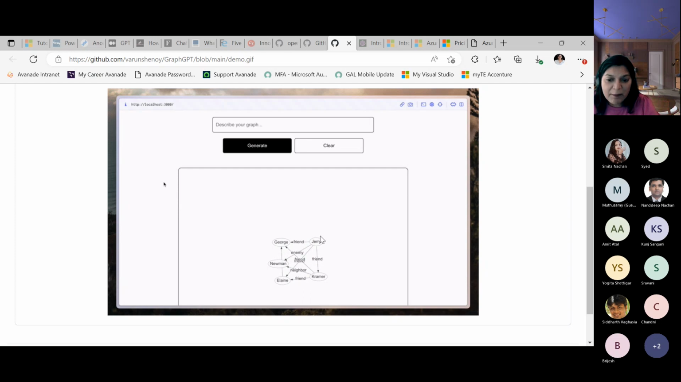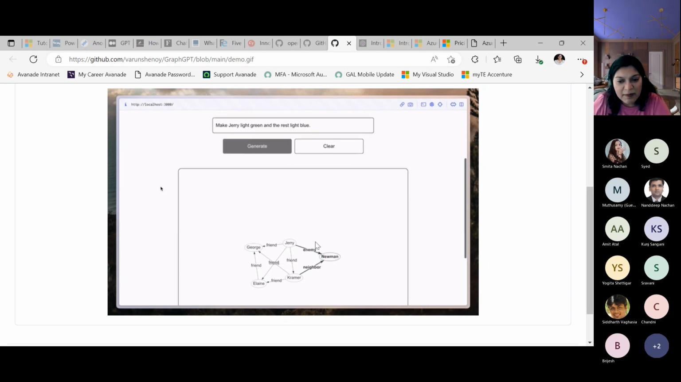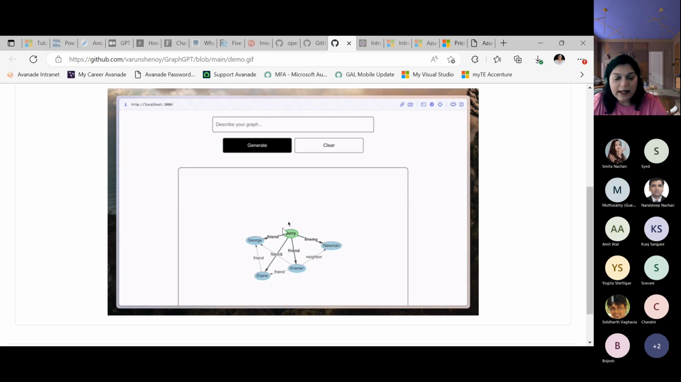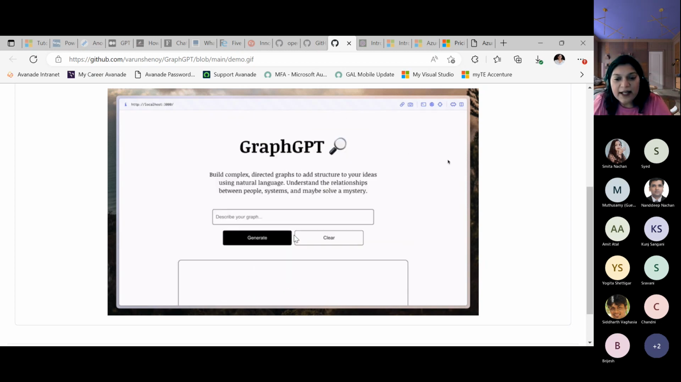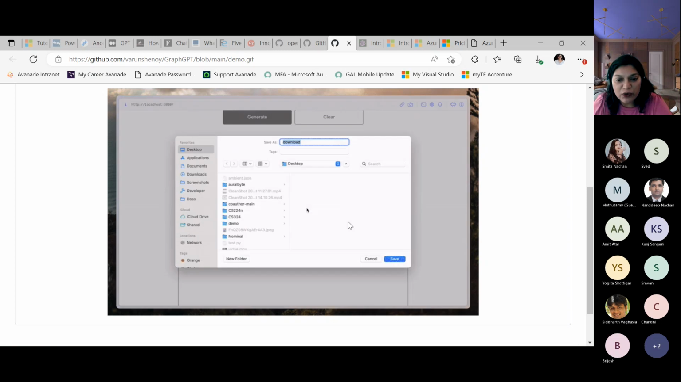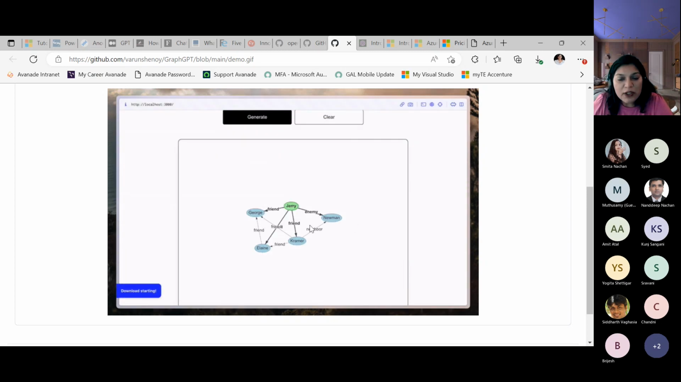Then, without me having to put this data through my rigorous NLP pipelines, you are able to see that it is able to extract these entities. So Newman is an enemy, but he's a neighbor to Kramer. And then I can also specify things like color something in green, color something in blue, and so forth, right? And then you can download this graph.